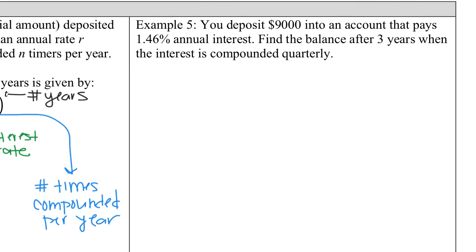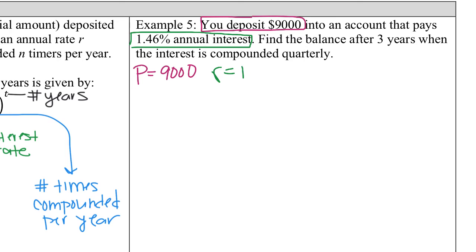You deposit $9,000 into an account that pays 1.46% annual interest. Find the balance after 3 years when the interest is compounded quarterly. So first, let's find all of our pieces. It says you deposit $9,000 into the account. That means that the principal, the initial amount, is $9,000. Then it pays 1.46% annual interest. That's that R.